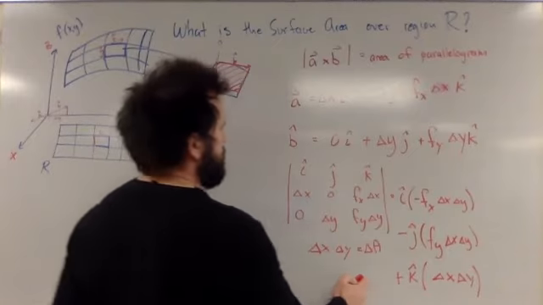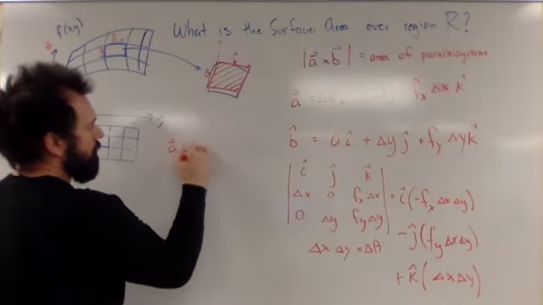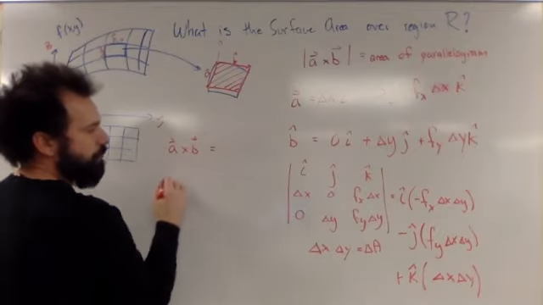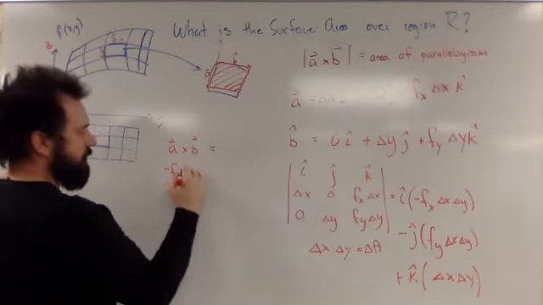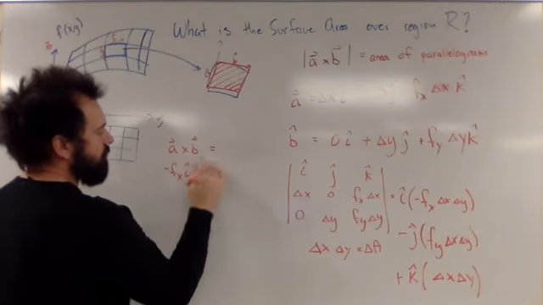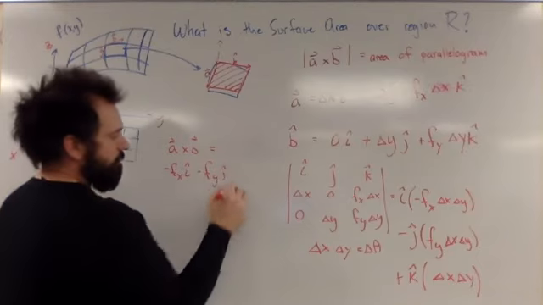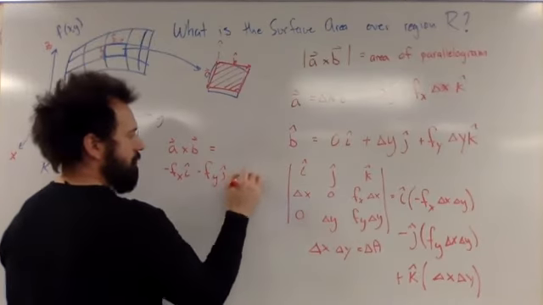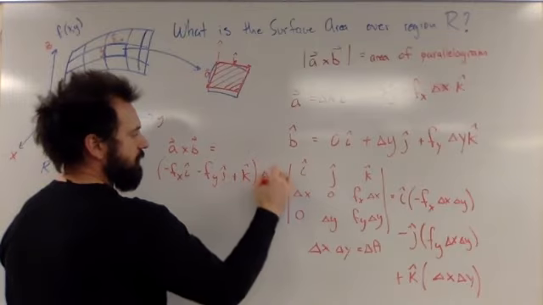So let me say this vector A cross B is equal to negative partial of f with respect to x i hat minus partial f with respect to y j hat plus k, all times delta A.